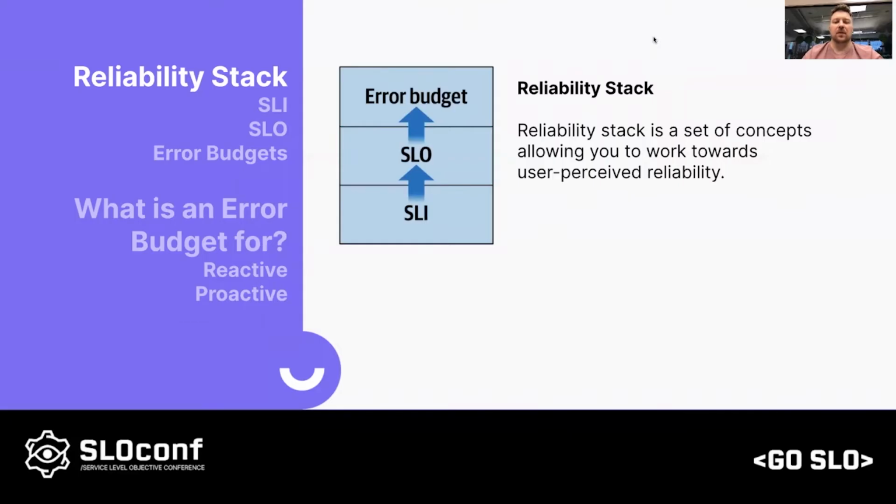Reliability stack is a set of concepts allowing you to work towards user-perceived reliability. At the base of the stack, there is SLI, your metrics. Level up, there is SLO, your hopefully reasonable expectations towards quality of SLI data. At the top, there is an error budget. It is an information how many errors you're allowed to make before hurting the reliability of your system. As you can see in the diagram, the organization is pretty simple.